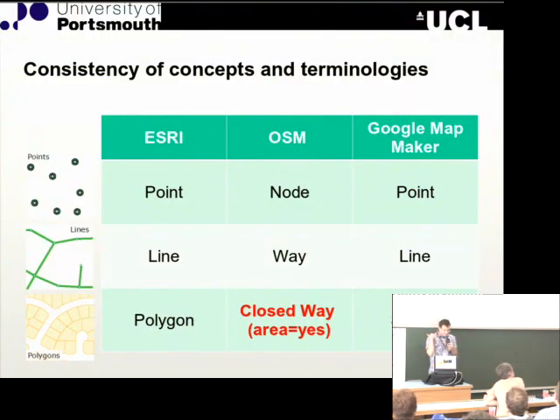So basically, there's a consistency of concepts and terminologies in Google Map Maker that is not given in OpenStreetMap. Esri, for example, is point, line, polygon. Google Map Maker is point, line, shape. OSM, it's node, way, and then closed way. What is a closed way? Is it a polygon? Is it a shape? Is it something else? So there's already this conceptual fuzziness, because there's obviously no data type polygon for the users.